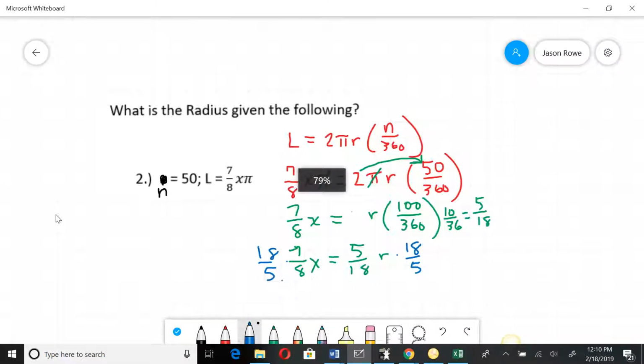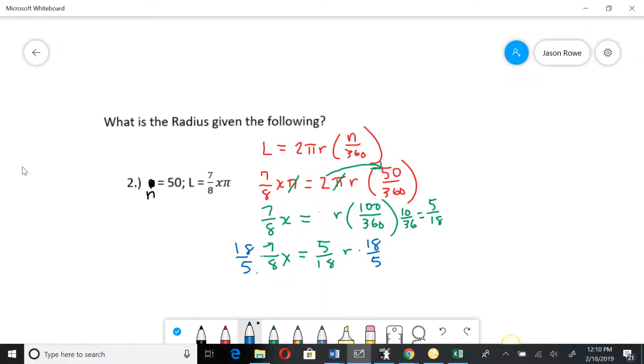And then my only option here is to just simplify what I can simplify. I know that these are going to cancel each other out. I know that 2 divides into both 18 and 8. So that's going to give me a 9 here and a 4 here. Again, something you looked at in pre-algebra, algebra 1. And then I just multiply. 9 times 7, 63. And we'll put that over here if you don't mind. 5 times 4 is 20.